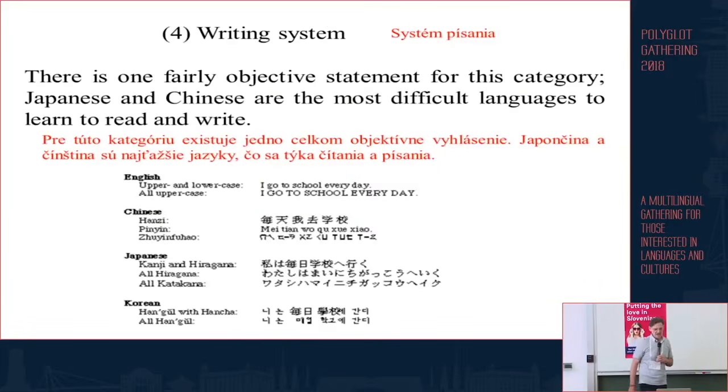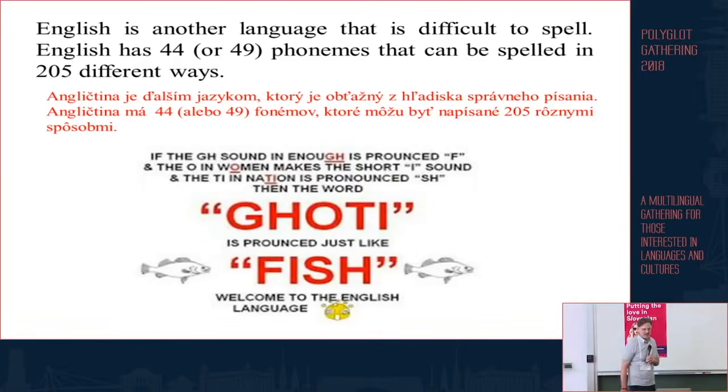All right, now writing system. So there's one fairly objective statement for this category, that Japanese and Chinese are the most difficult languages. Now, I argue Japanese is more difficult than Chinese. I studied Chinese literature in Japanese, okay? So I was learning both languages at the same time from 1981, because there's many more pronunciations of characters in Japanese. More variation.